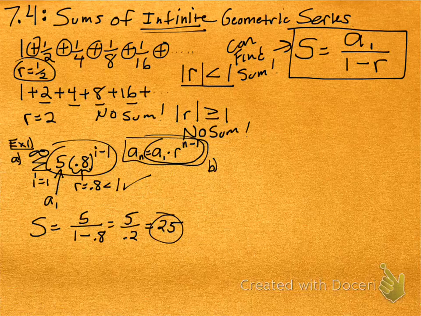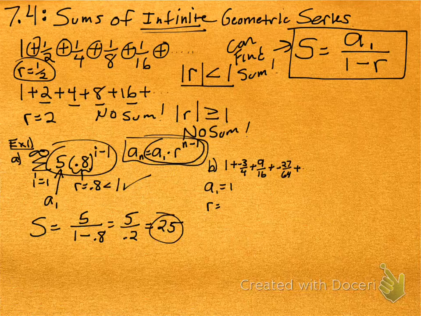Part B. Let's say I gave you this one: 1 plus negative 3/4 plus 9/16 plus negative 27 over 64 plus, etc., etc. Let's see if we can find the sum. Well, we know our first term is 1, so that's part of the formula. The common ratio is what we have to find.